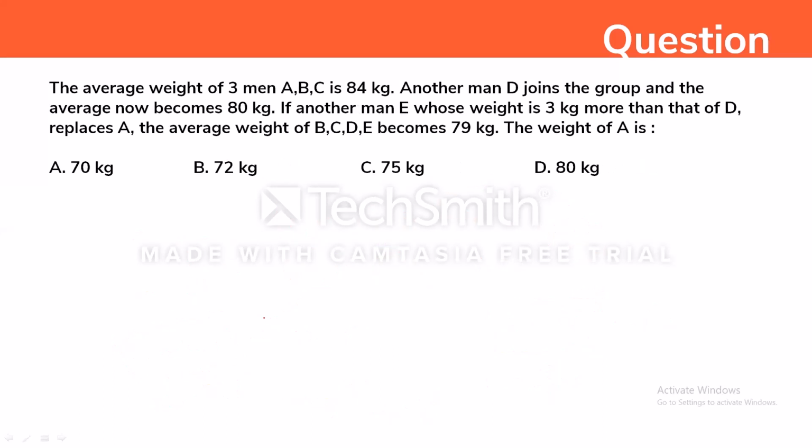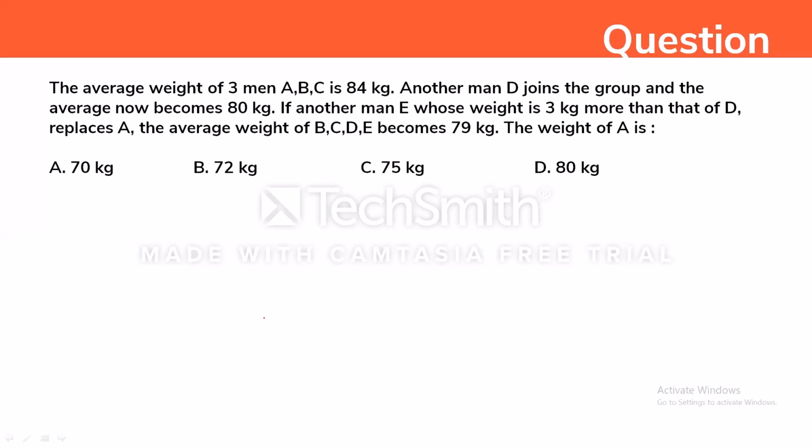The average weight of three men A, B, C is 84 kgs. Another man D joins the group and the average becomes 80 kg. If another man E, whose weight is 3 kg more than that of D, replaces A, the average weight of B, C, D, E becomes 79. Find the weight of A.